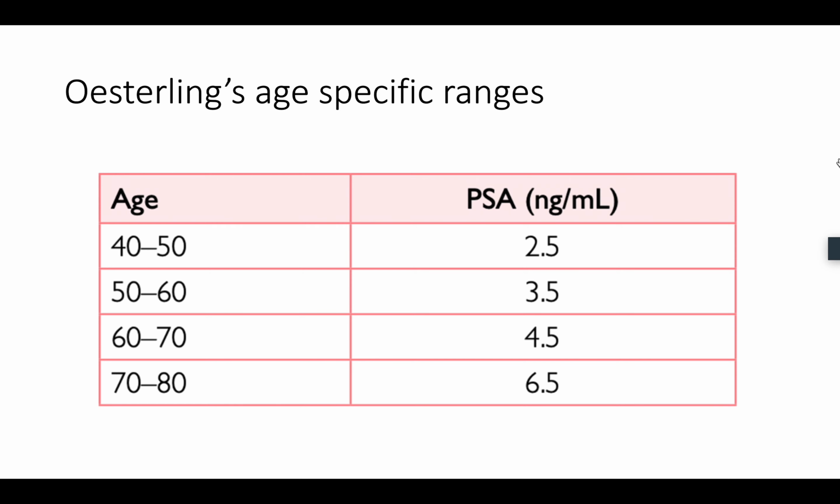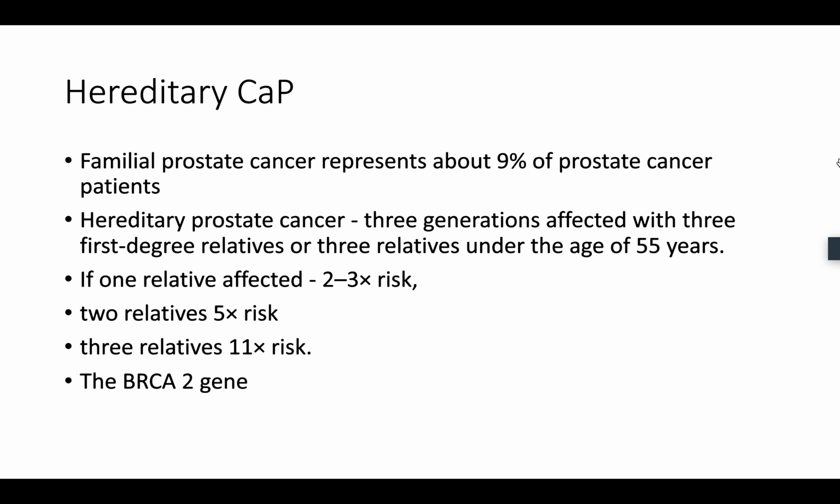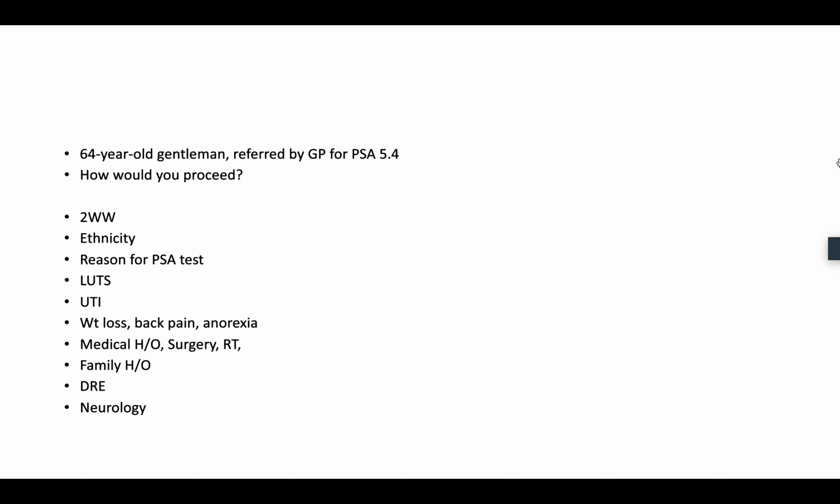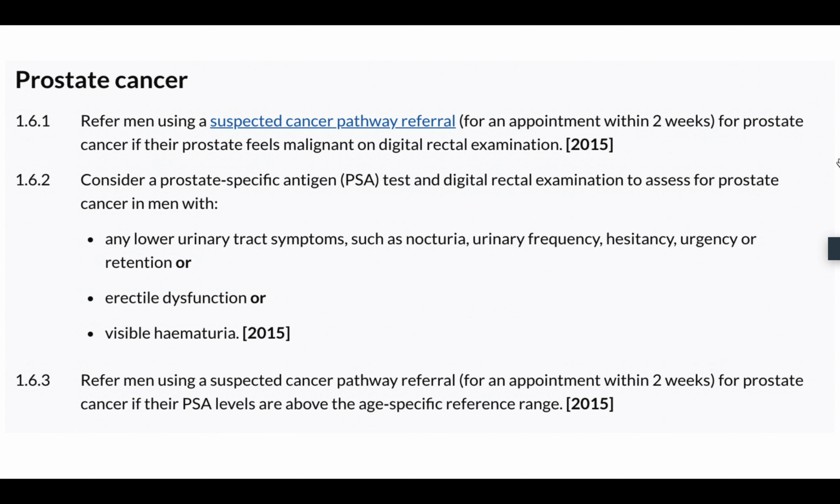I will establish with the patient the reason why the PSA was measured, whether as part of a health check by the GP or for any symptoms such as LUTS, visible hematuria, erectile dysfunction, or any symptoms suggestive of advanced disease. I'll confirm if he's had any UTIs. I'll establish his past medical history and general fitness for surgery, and I'll establish whether he has a family history of prostate cancer. So those are the things in the history that I would want to confirm with the patient.